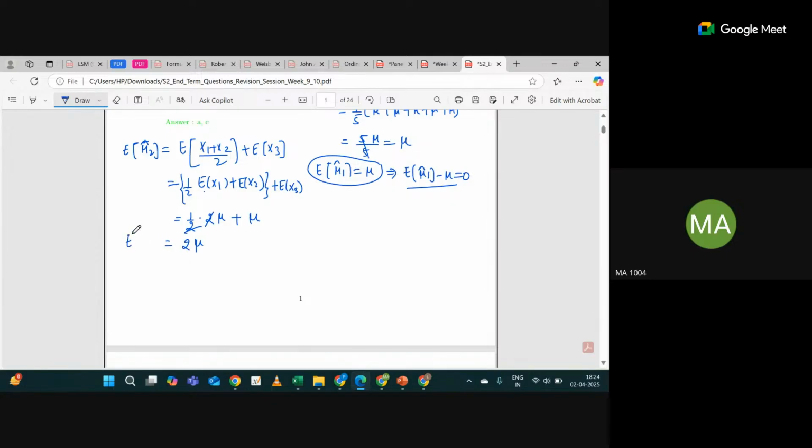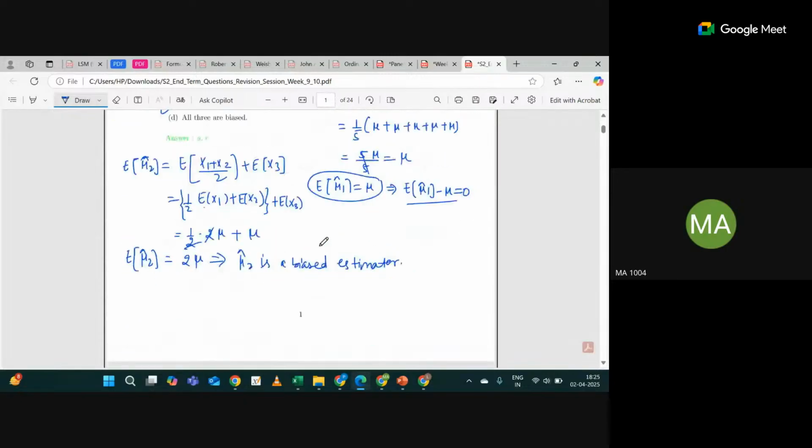You can see this is not equal to mu only, right? So this means mu2 hat is a biased estimator. Biased. This is not unbiased, right? So this means option B is not correct. Suppose I ask how much bias there is, then what you will do: expected value of mu2 hat minus mu will tell you the bias, right? So this will be 2 mu minus mu, so there is a bias of mu. Is this part clear?